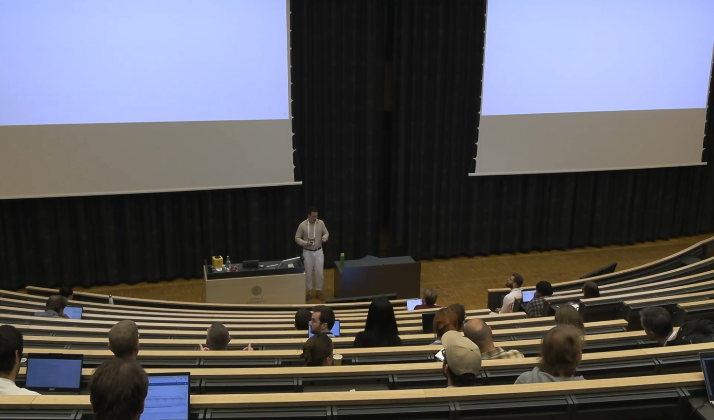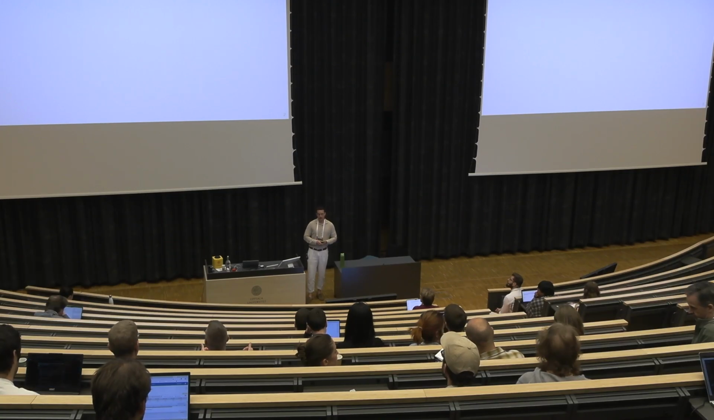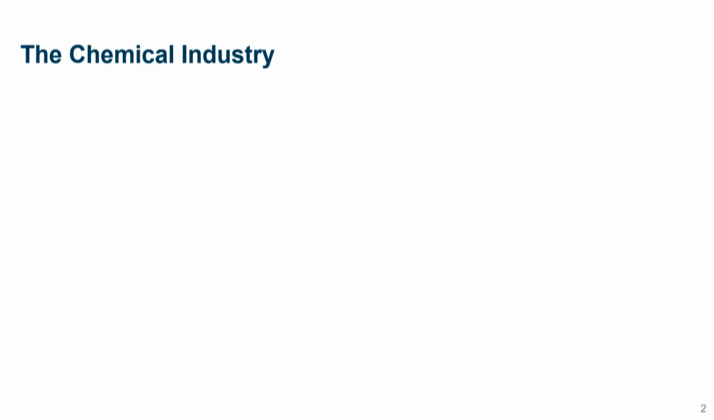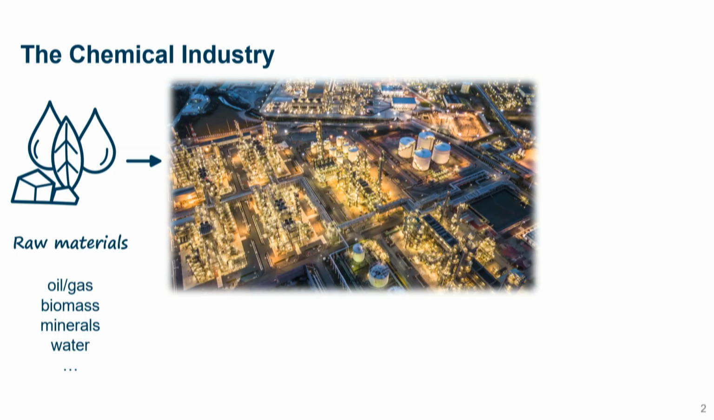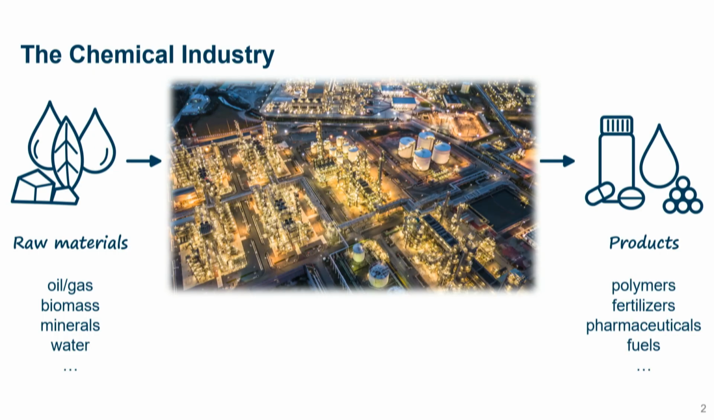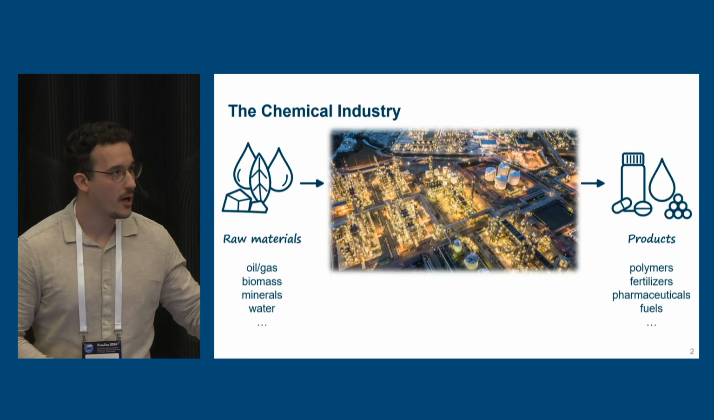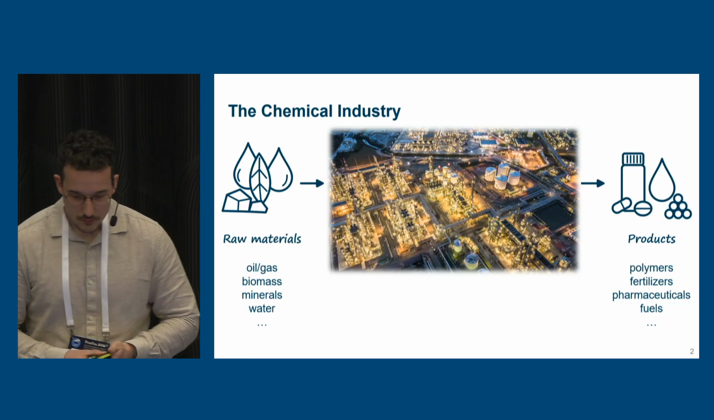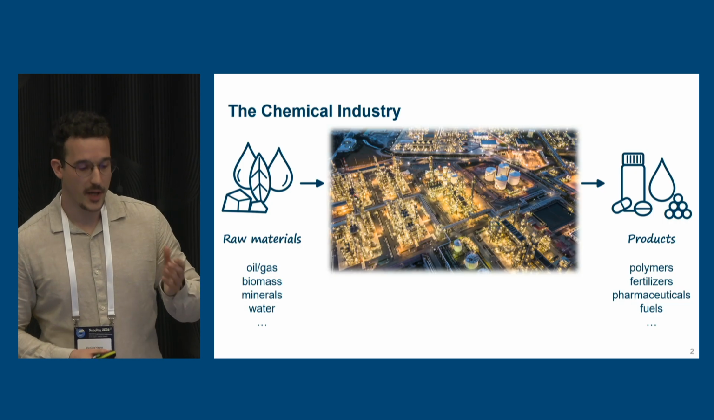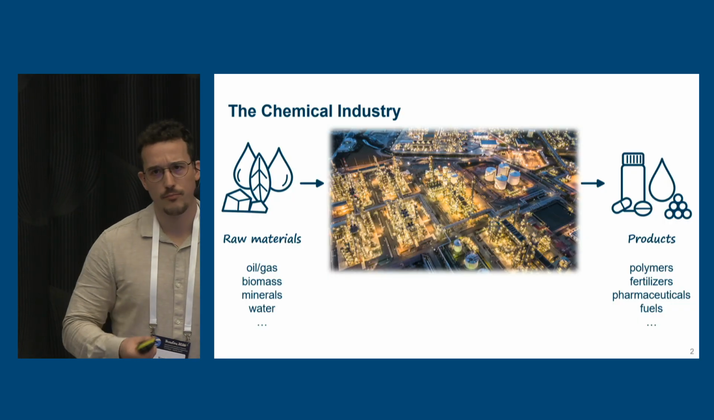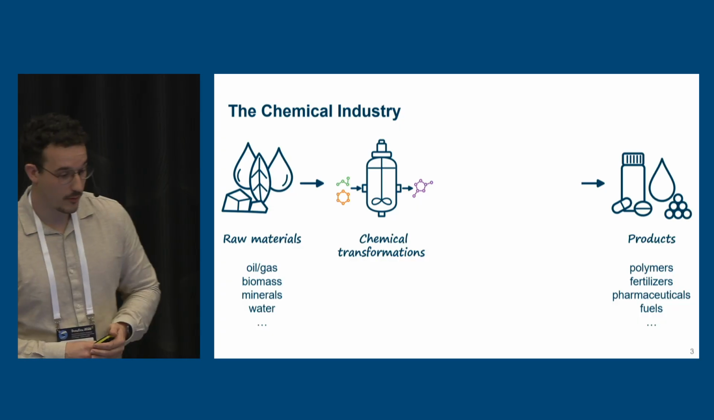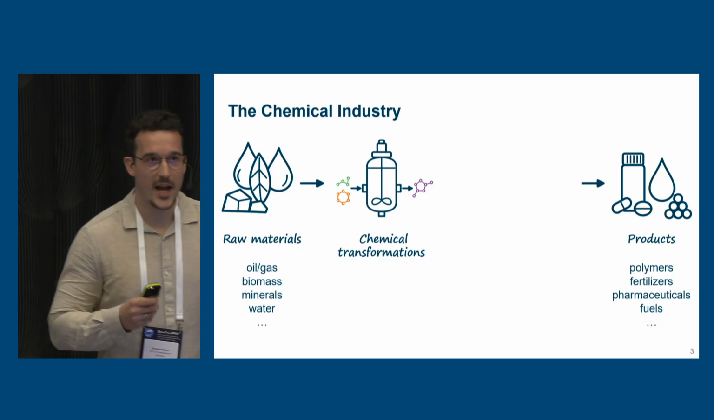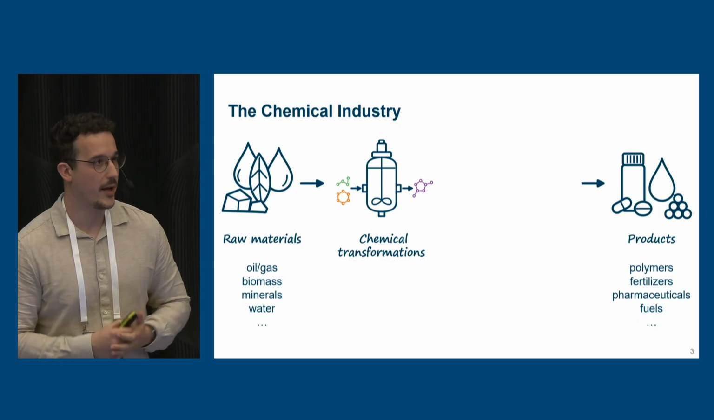So to start, let's talk about the chemical industry. In the chemical industry, we have a variety of raw materials. And then we process them, and they get turned into products that we all know from our everyday life. So, for example, polymers or pharmaceuticals. And the process steps to get there can be divided into two categories, basically. So one being chemical transformations. These are the reactions that take place to create the product that we need.